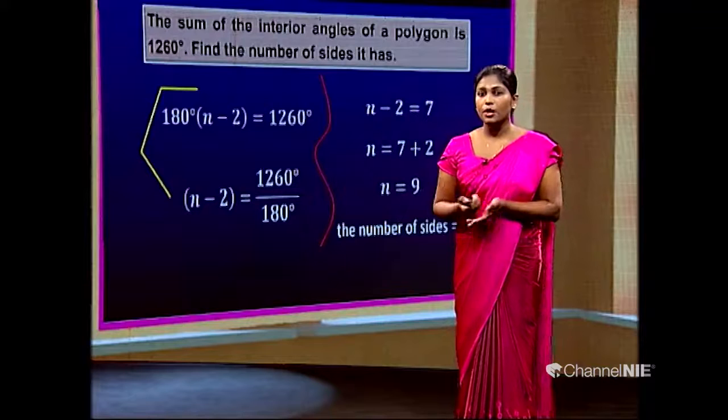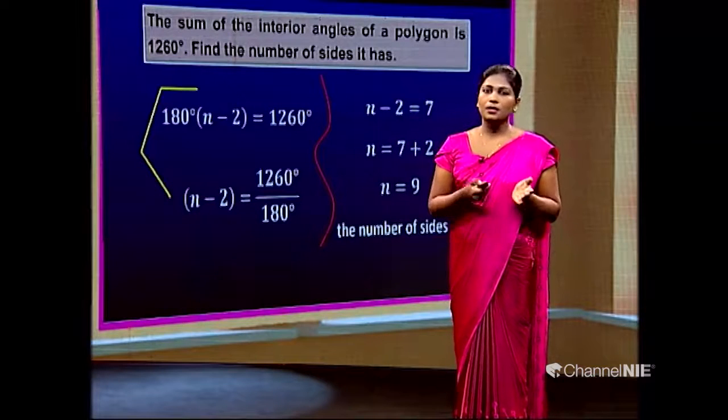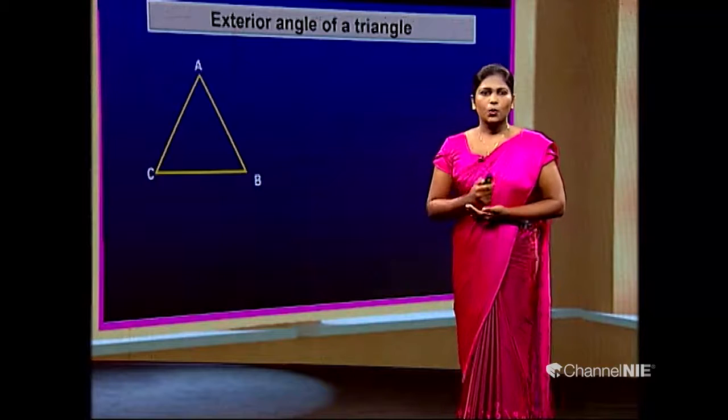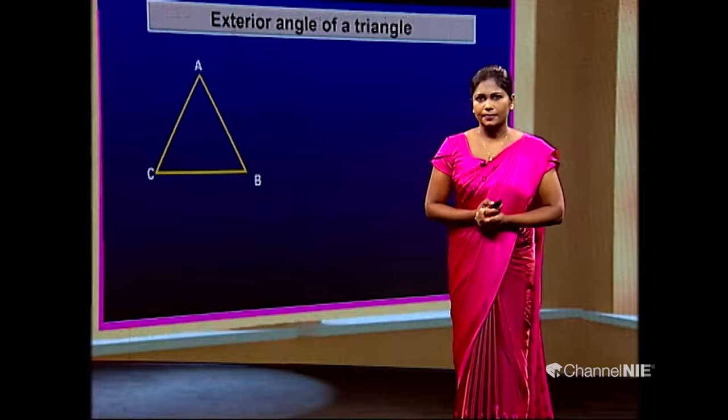Here the number of sides is equal to 9. In this question the sum of the interior angles is given, and you have to find the number of sides. Now we learnt about interior angles, that means the sum of the interior angles of a polygon. Next we discuss the exterior angles of a polygon.